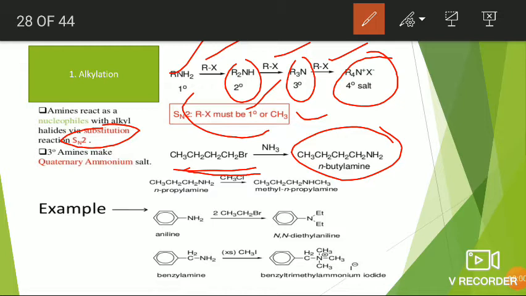Here the other one is propylamine, which undergoes reaction with alkyl halide, that is methyl chloride, to form methyl N-propylamine.